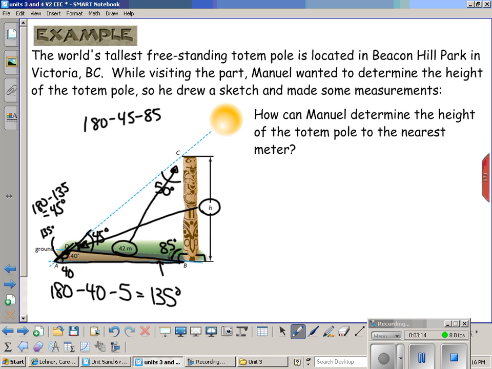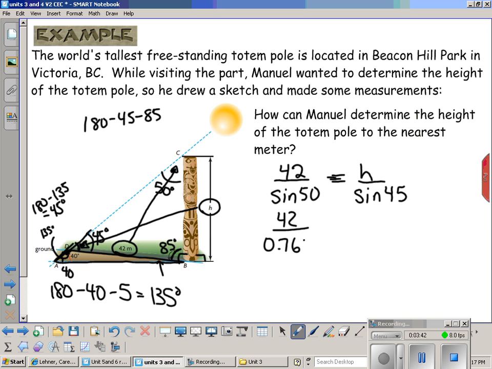Now we have all of the information we need to use our sine law. So we have a side of 42 and its opposite angle is 50 degrees, so sine of 50. We are looking for side H. We know its opposite angle is 45. When we now use our calculator, make sure it is in degree mode. Sine of 50 is 0.7660. Always go to at least 4 decimal places, if not more.